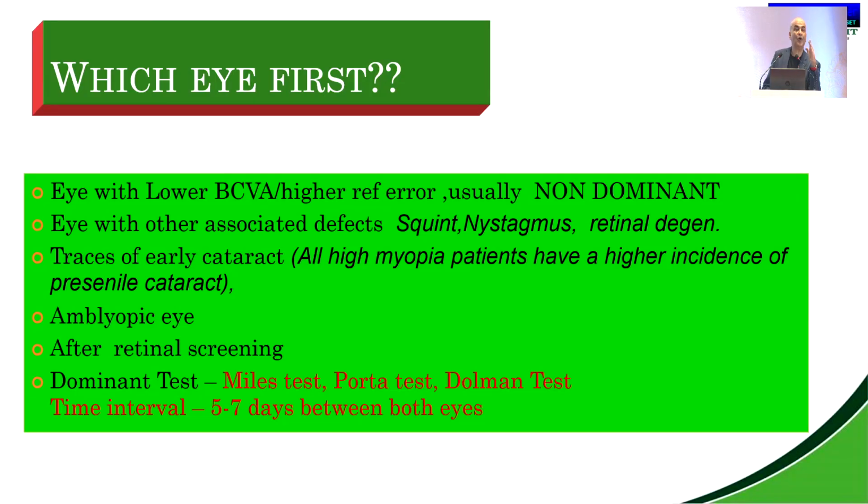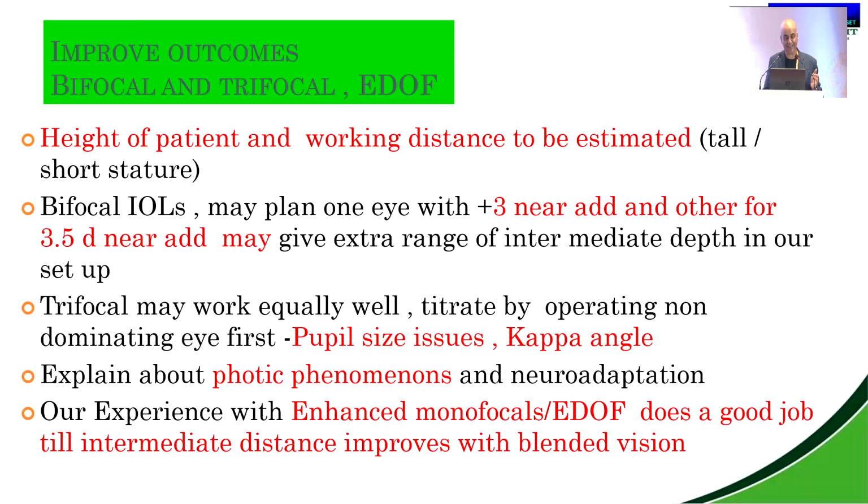I always operate the non-dominant eye first if I'm doing an RLE. The reason being, it's a bit more forgiving for me. It helps me to titrate my end result. So I operate the non-dominant eye first, and after 5 to 7 days, I take the second eye. Pupil size issues, definitely if you have a very large pupil size, you do get caught up.